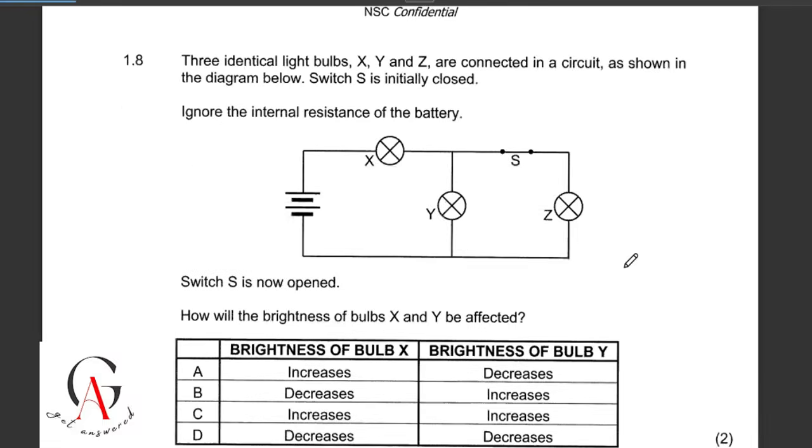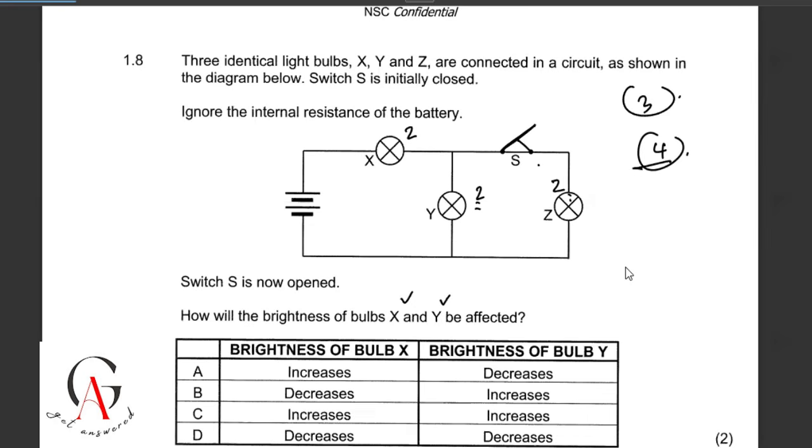And then 1.8, three identical light bulbs X, Y, Z are connected in series in the circuit as shown. S is initially closed. So if we open S, what's going to happen? If S is closed, let's say this was a 2, that was a 2, that was a 2, the effective resistance here is going to be a 3. But if we open up there, our effective resistance is going to increase to just a 4. How would the brightness of X and Y be affected?